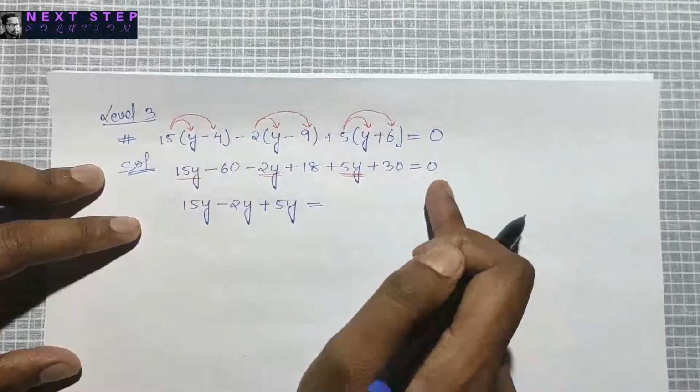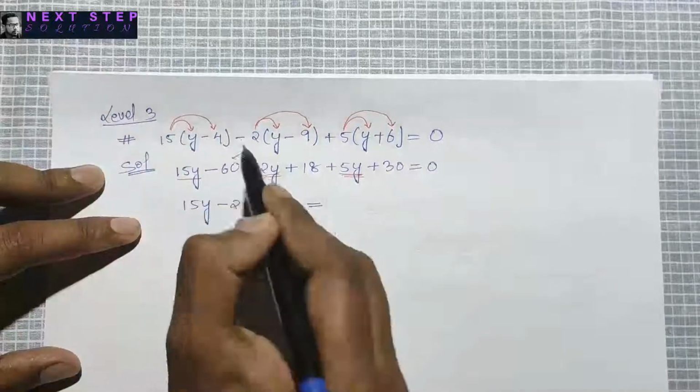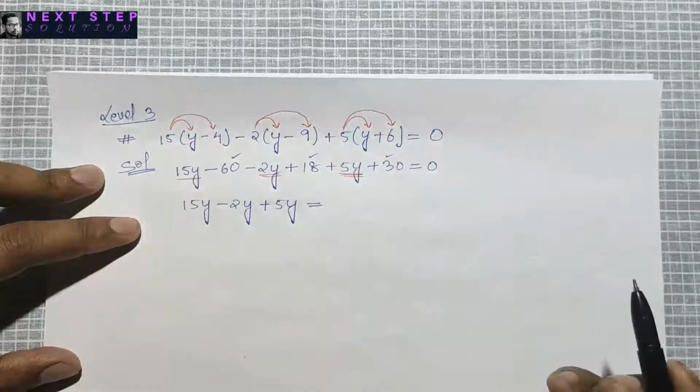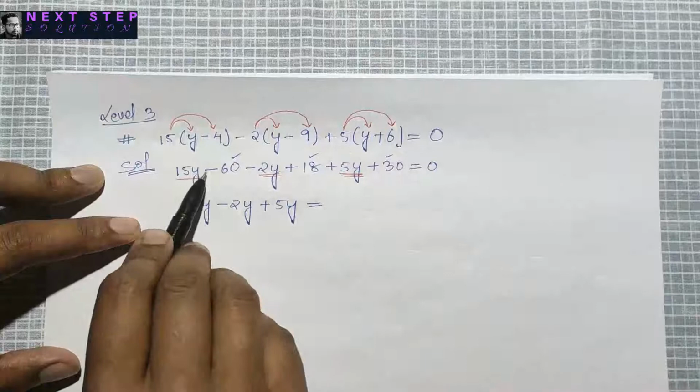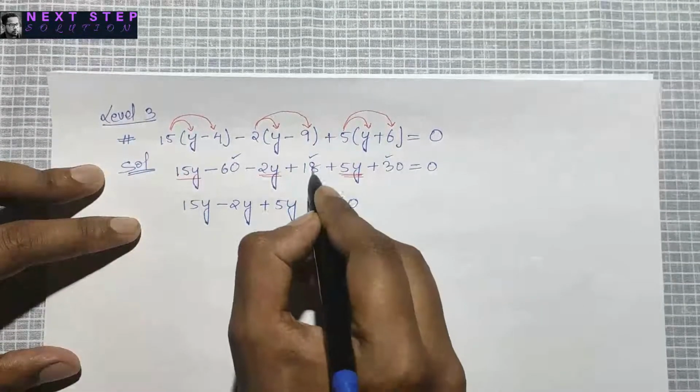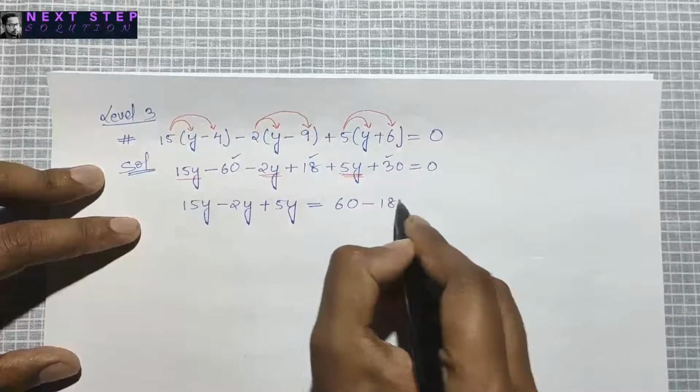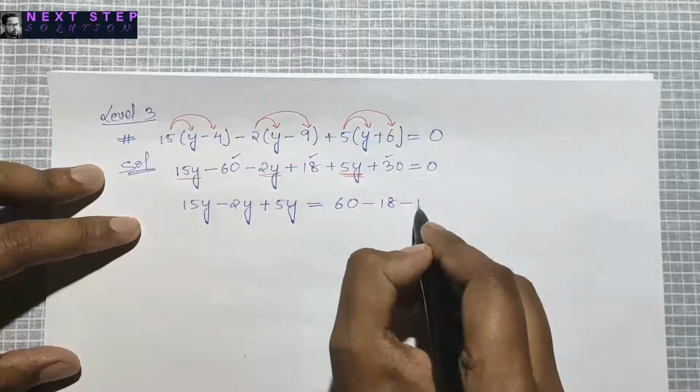Then on the other side we are going to bring all the numbers. This is a number, this is a number, and this is a number without y. So minus 60 is a negative number, it will come as positive 60. 18 is a positive number, it will come as negative 18. And 30 is positive, so it will come as negative 30.